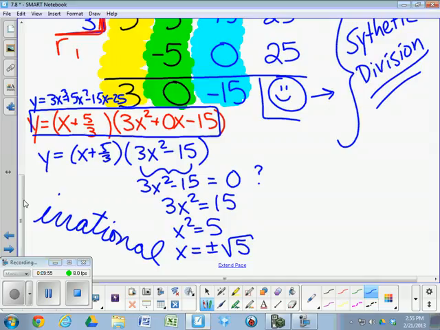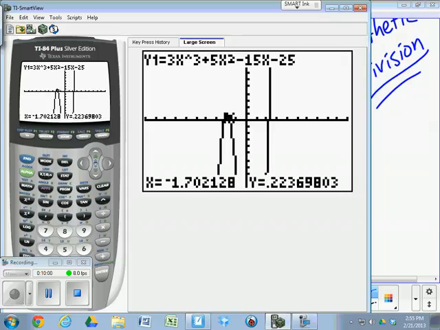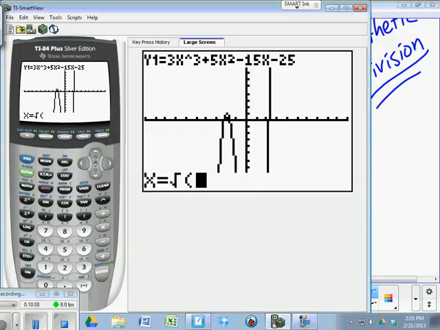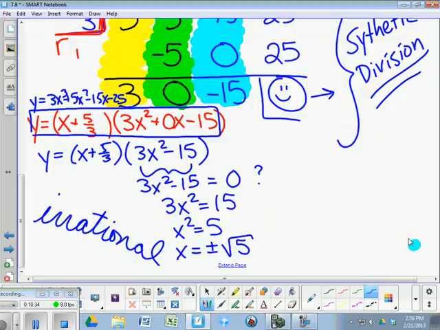Okay. So, they were irrational. And let's just prove it by going to the calculator and tracing them and see if we can catch them on tape. Who do we think they are? Who do they think they are? The square root of 5. It produces 0. And its twin, the negative square root of 5, also produces 0. Case closed.